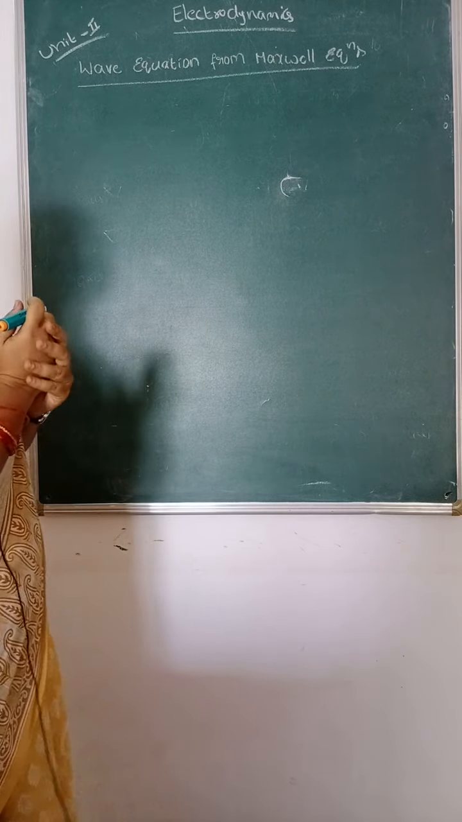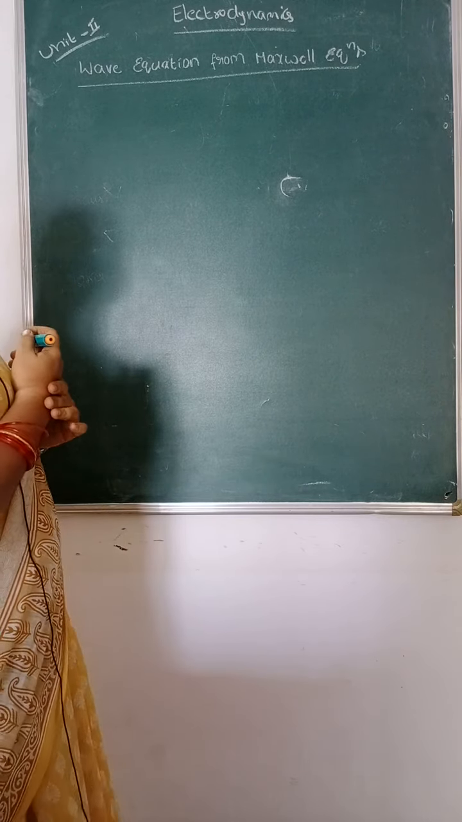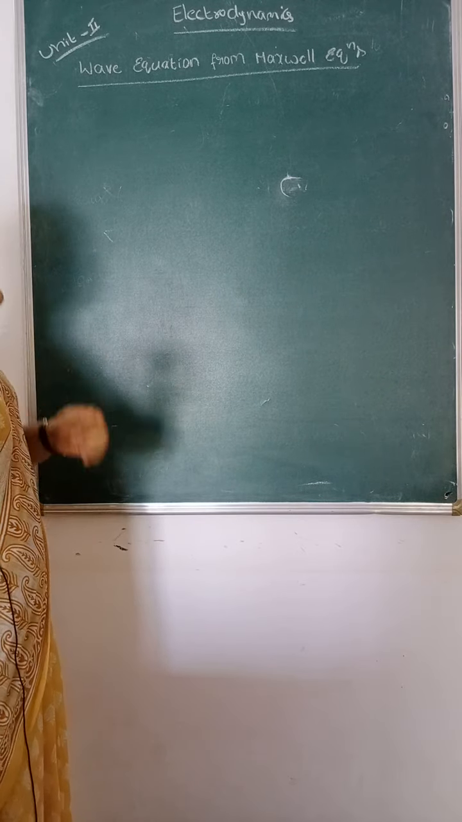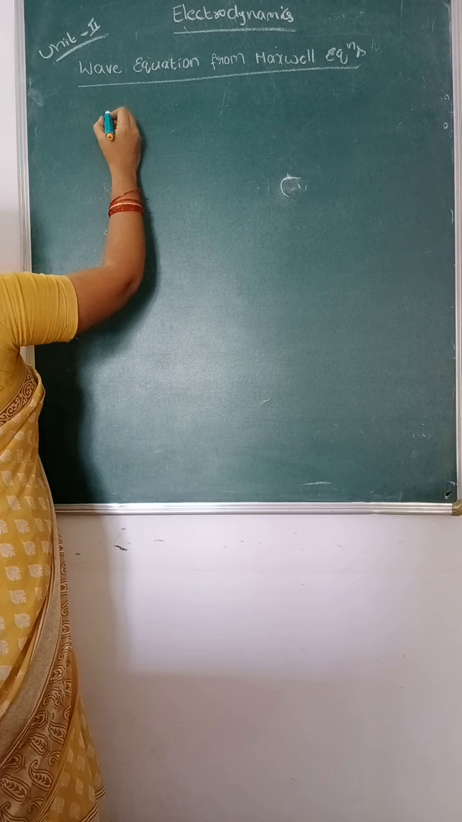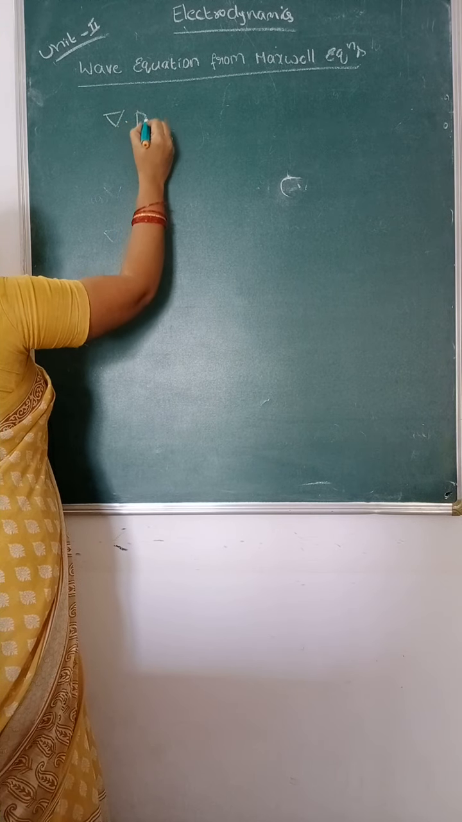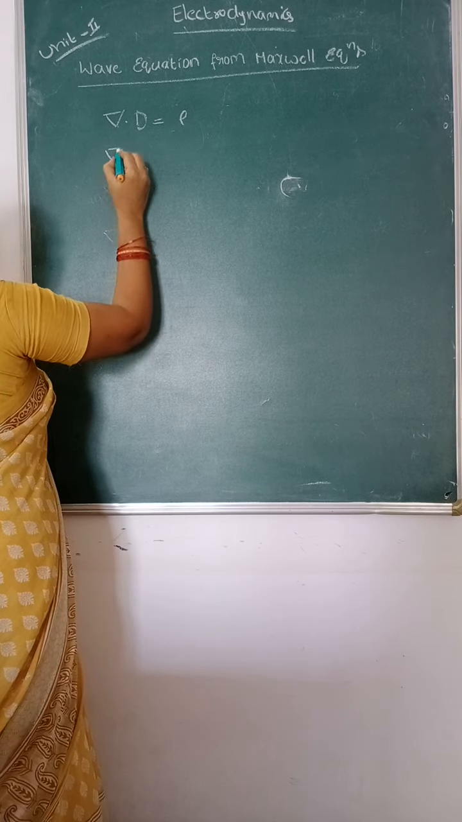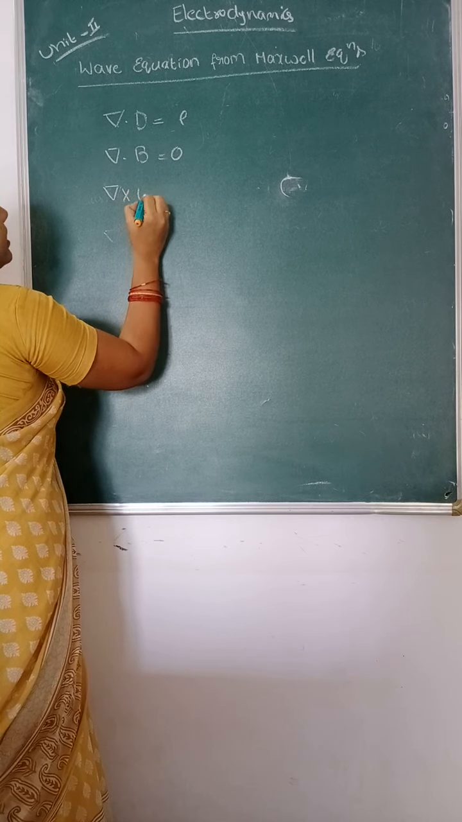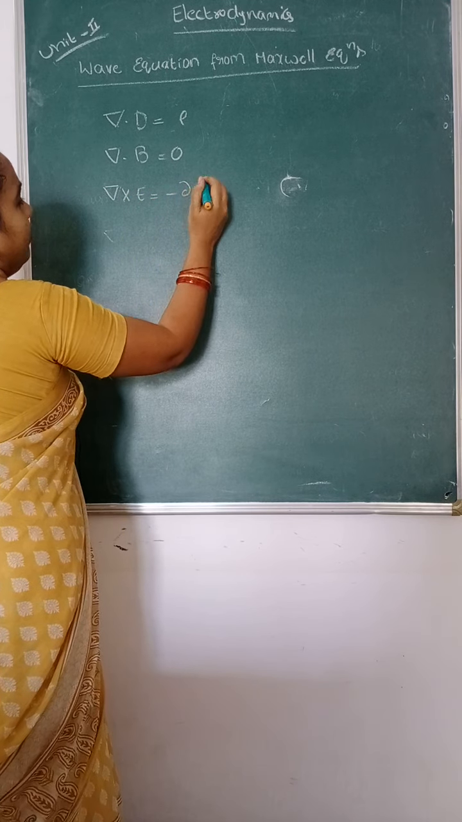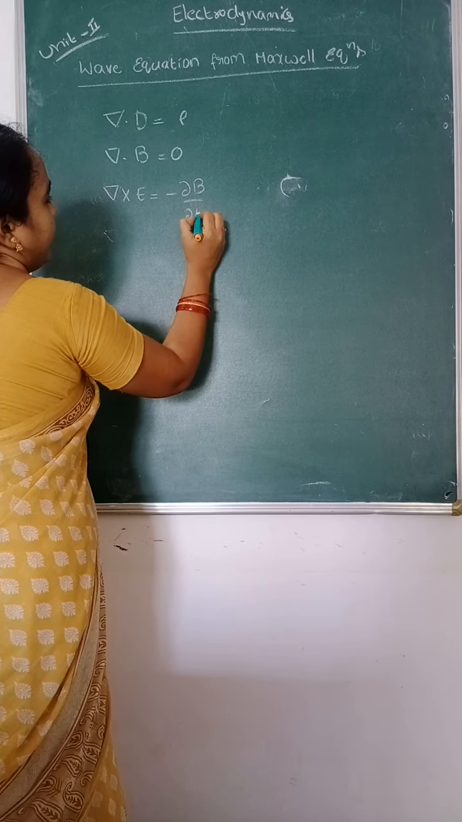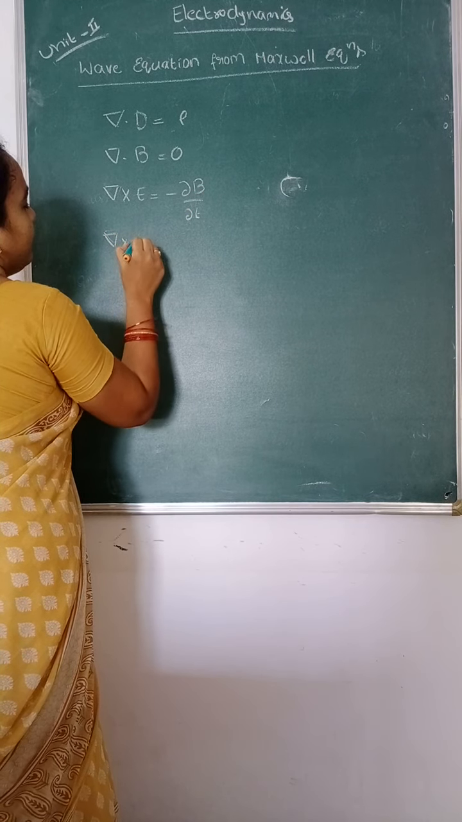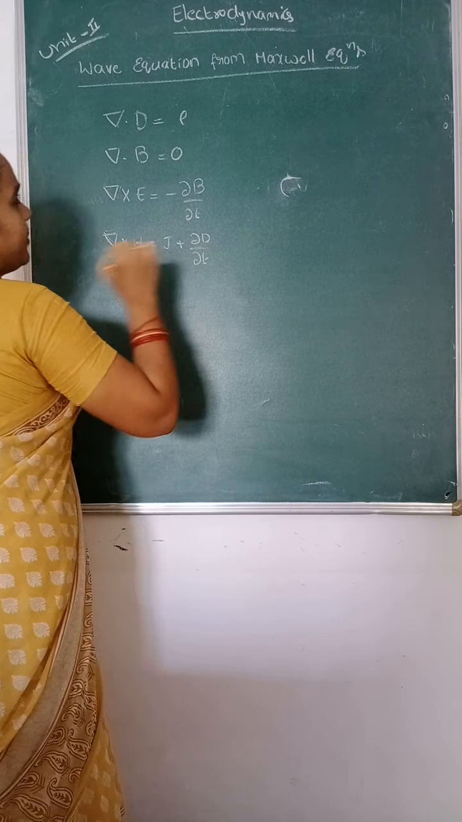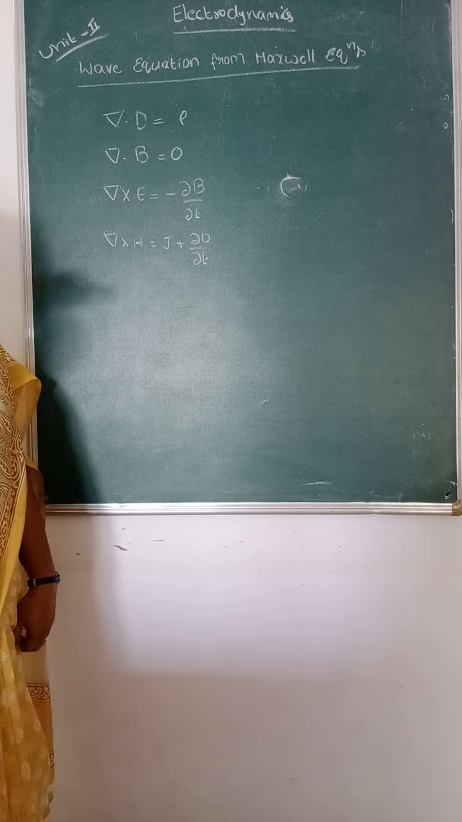In electrodynamics, in the second unit, today we will discuss what the wave equations are that are derived from Maxwell's equations. Using the four Maxwell's equations, what are they? Del dot D is equal to 0, del dot B is equal to 0, del cross E is equal to minus dou B by dou T, and del cross H is equal to J plus dou D by dou T. These are the four Maxwell's equations.